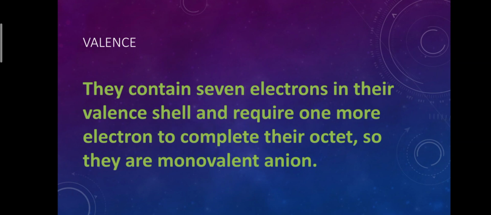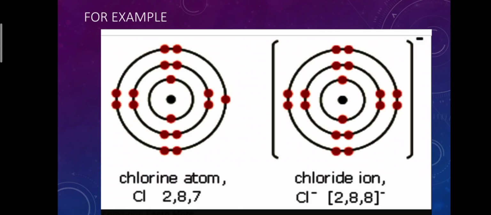Valency. They contain 7 electrons in their valency shell and require one more electron to complete their octet. So they are monovalent anions. On reaction, halogens accept the electron of another atom, forming halides.